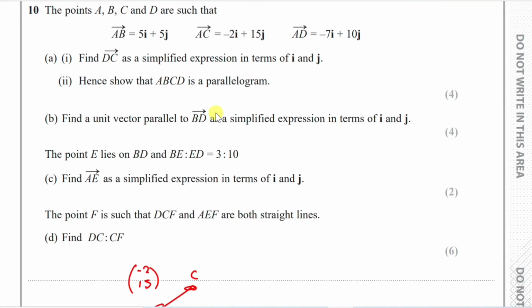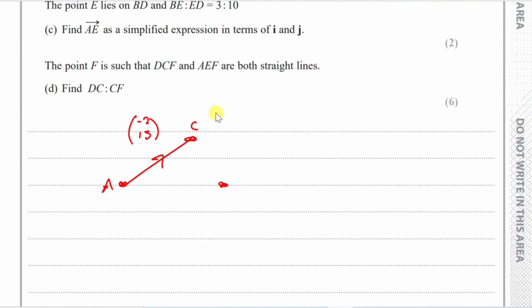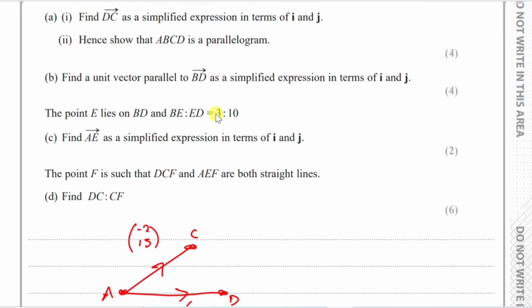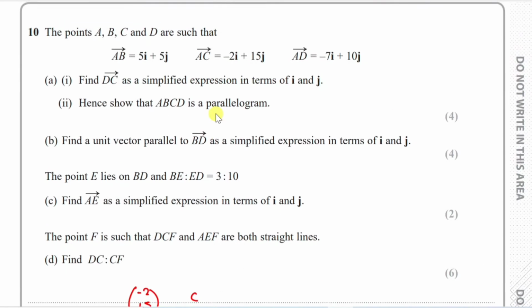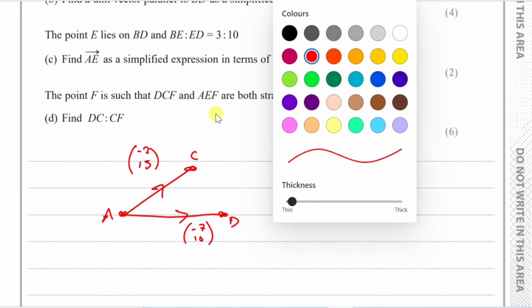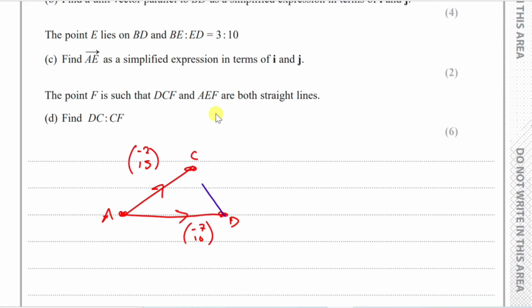Whereas if it went from A to D, so let's say D was here instead, this would be a vector of minus 7 and 10. Now they want to go from D to C. So I'm going to add a different color pen, it helps that way. To get from D to C, you have to follow the known routes. You can go back from D to A and then add A to C. So it's going to equal minus 7, 10 plus minus 2, 15.